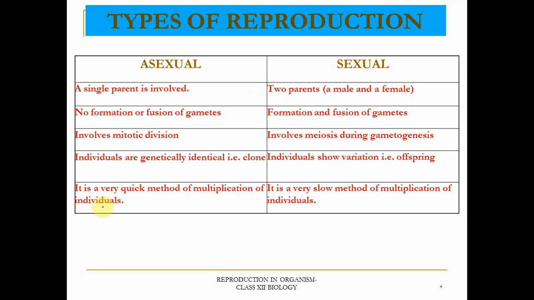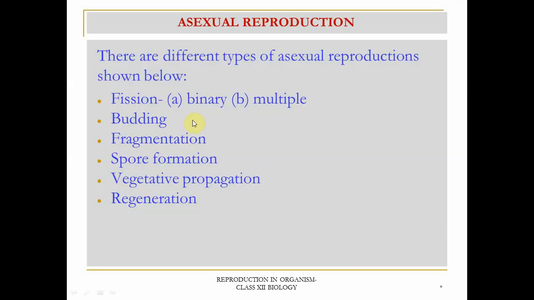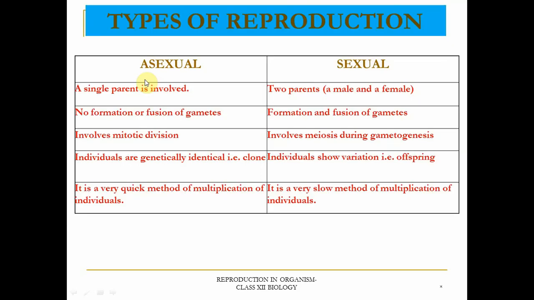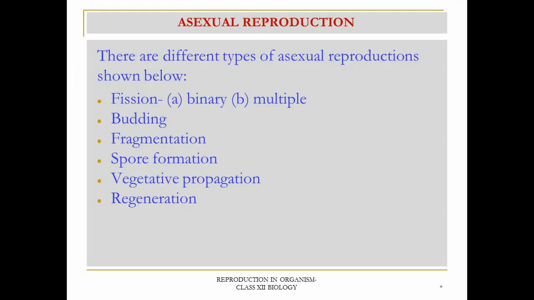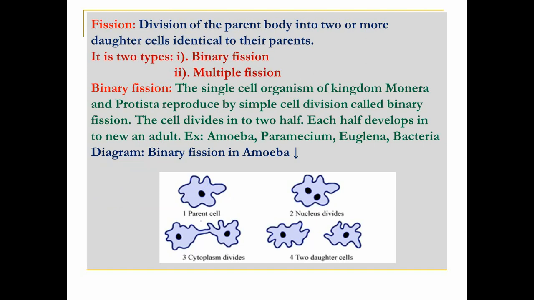Now we'll go through the different types of asexual reproduction. Here you can see there are six types of asexual reproduction: fission, budding, fragmentation, spore formation, vegetative propagation, and regeneration. Now we'll start one by one. First, fission. What is fission actually? It is a division of the parent body into two or more daughter cells identical to their parents.